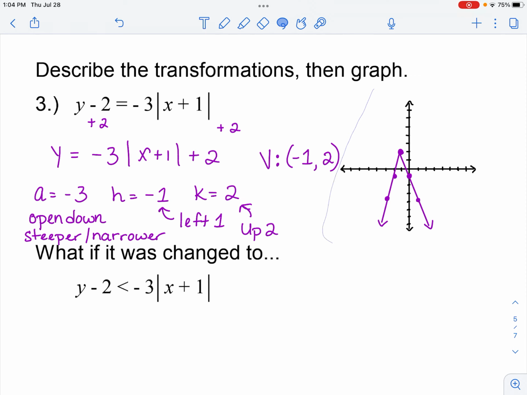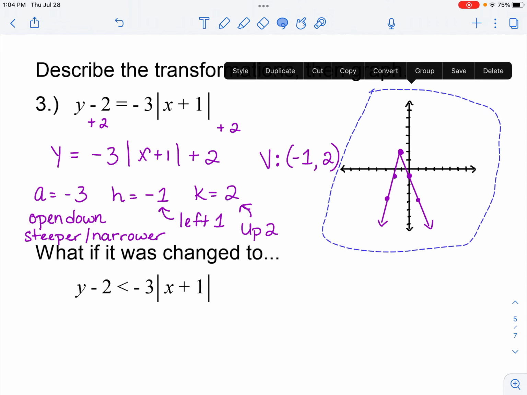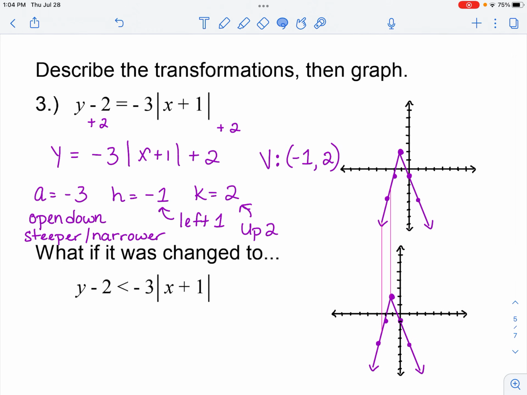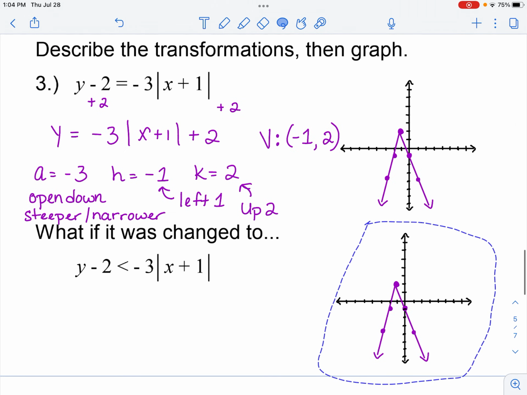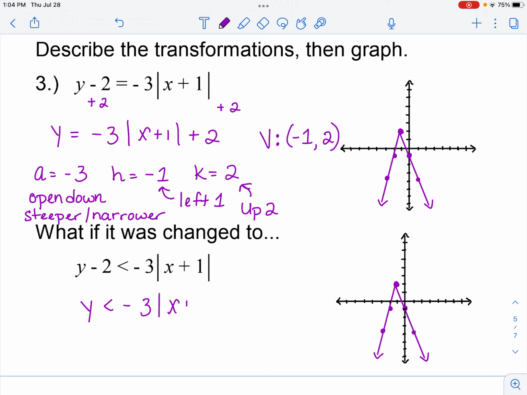So again, how do we change the graph to do the inequality? We know that we can rearrange this and make it just y is less than -3 times the absolute value of x plus 1, and then the plus 2. Y is less than means shade below. And there's no equal to, so it's a dashed line. So I've got to go back and dash the line best I can.